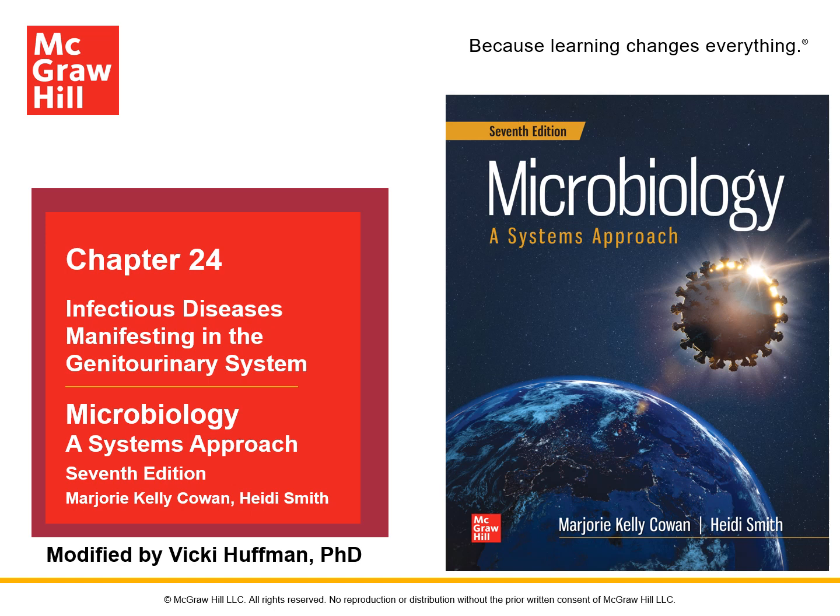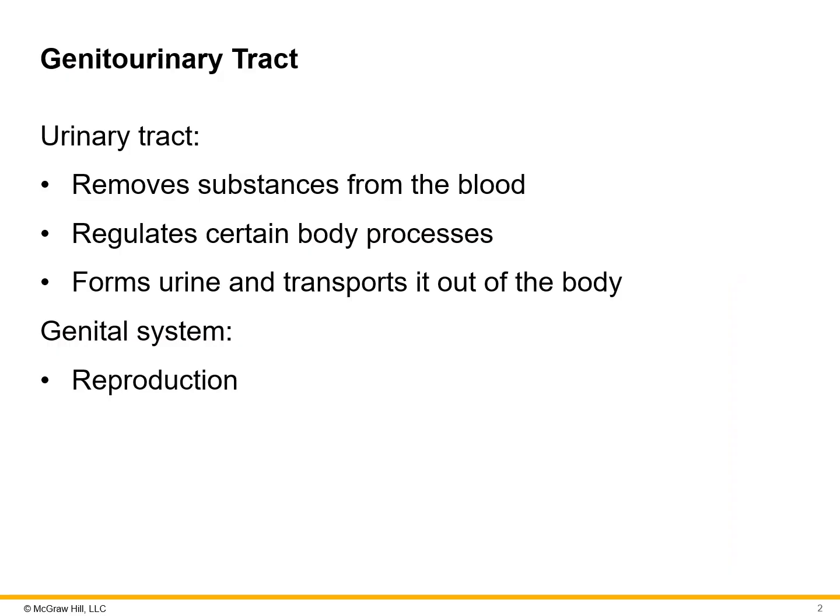All right, here in chapter 24, looking at the genitourinary system diseases. So dividing this into the defenses of the genitourinary system, and then looking at the urinary system infections and the genital or reproductive system infections. So if we just look at how this system is divided, we have the urinary tract. Of course, the purpose of it is to remove substances from the blood, kind of a filter, helps to regulate some of the body processes based on that, and then of course forms urine to transport that out of the body. And the function of our genital system is reproduction.